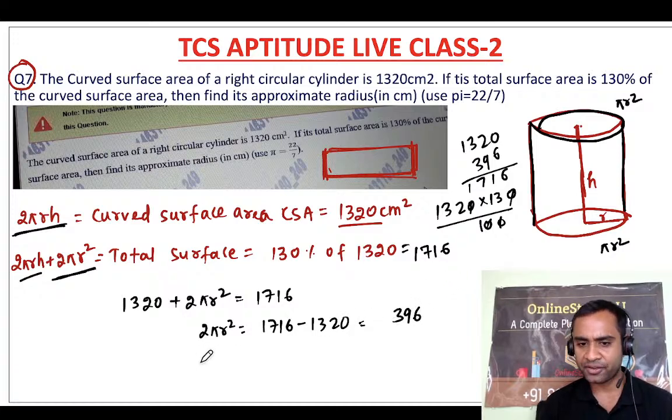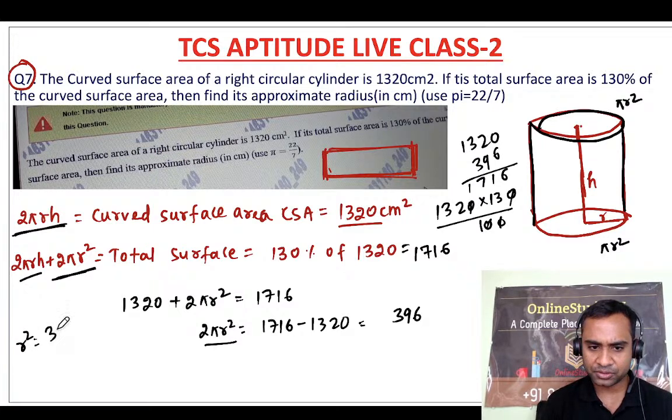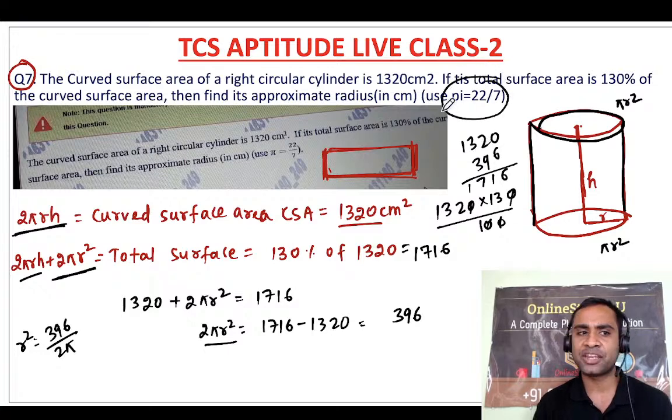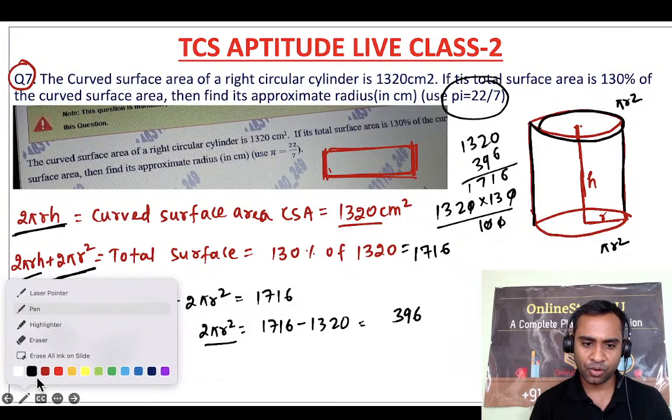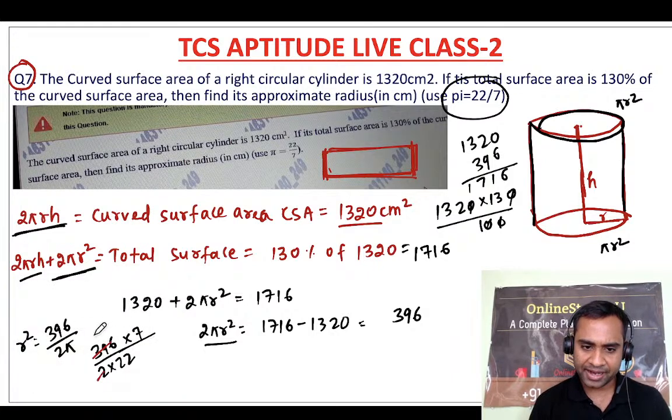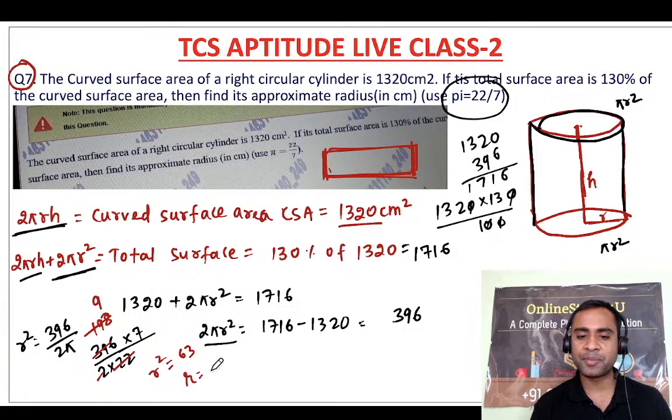So 2 pi R square. So R square will be equal to 396 divided by 2 pi, and they are telling pi you can take 22 by 7. So 396 divided by 2 into 22, and 7 will come here. So 2 will divide this by 198, and 22 will divide this by 9. So R square is equal to 63. So R will be somewhat equal to 8.